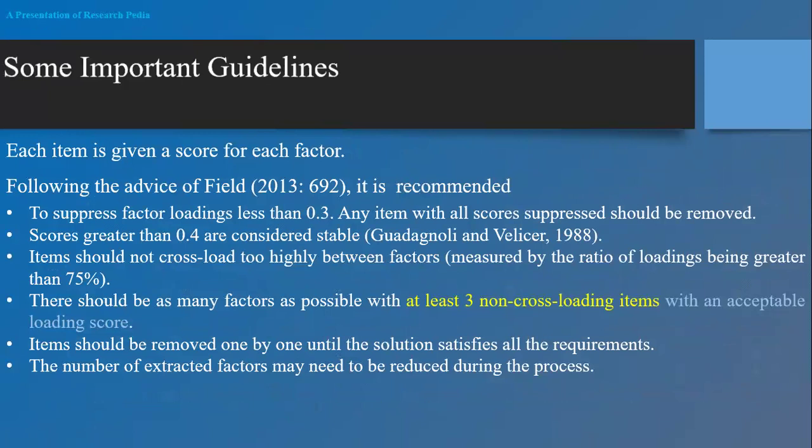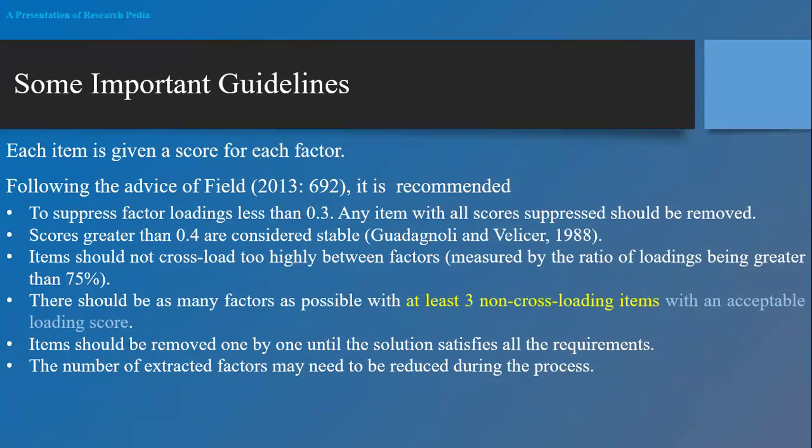There are some important guidelines that you need to follow for EFA. According to Field 2013, page 692, it is recommended to suppress factor loadings less than 0.3. So they have advised that you need to remove a factor having a loading less than 0.3. Any item with all scores suppressed should be removed. Scores greater than 0.4 are considered stable. This is the guideline that we will follow for EFA using SPSS.